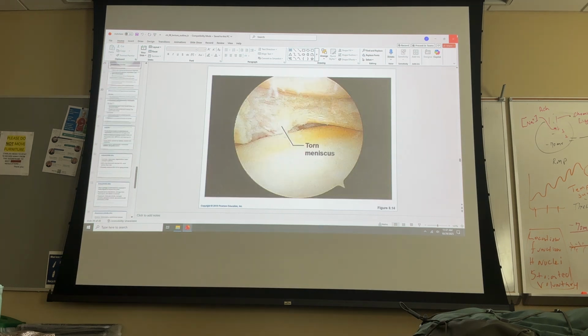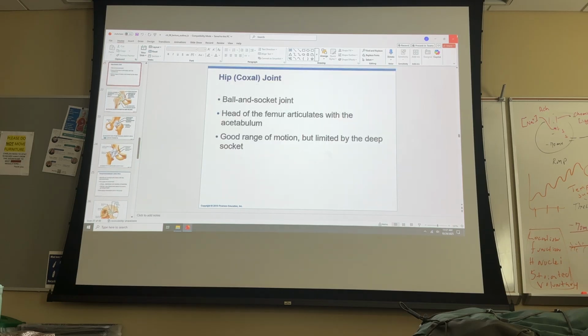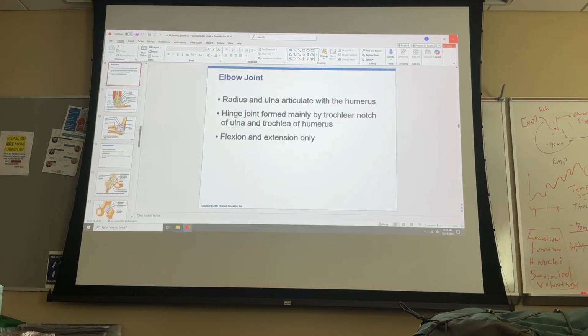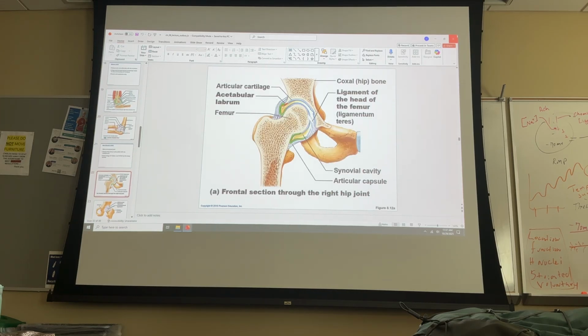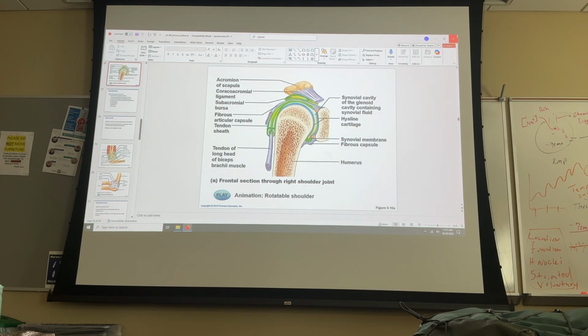Now, which ball and socket joint, which synovial joint, is the most freely movable? I already gave it away. Ball and socket in the hip or in the shoulder? Shoulder. In the hip, it's a deeper socket. You don't want it coming out, so you're sacrificing movement for stability. So the one in the shoulder is the most freely movable. It's not the easiest dislocated, but it's the most freely movable, okay?